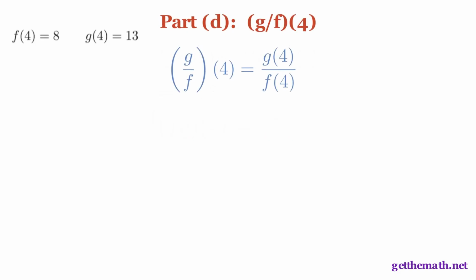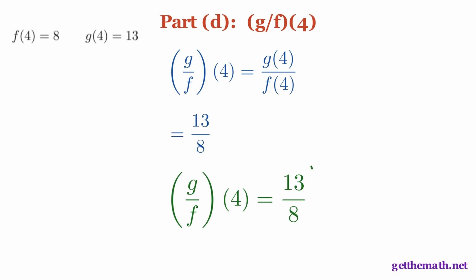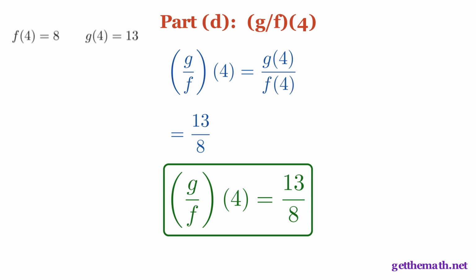Part D: find (g divided by f)(4). The rule says, divide the function values. (g divided by f)(4) equals g of 4 divided by f of 4. Substitute 13 divided by 8. (g divided by f)(4) equals 13 over 8.